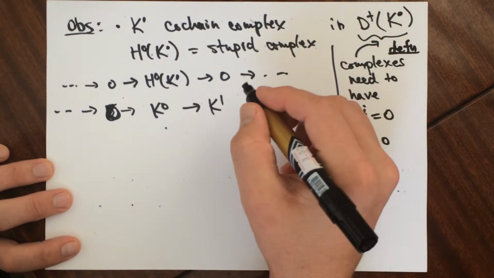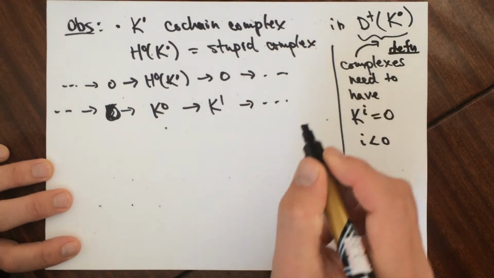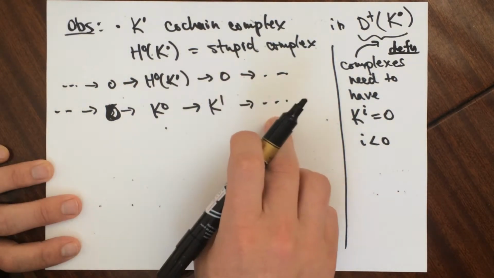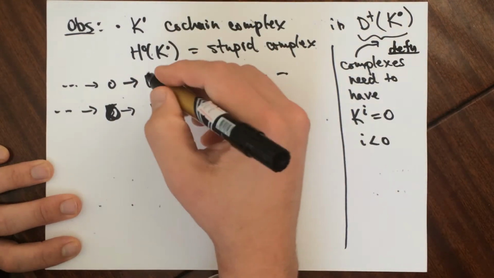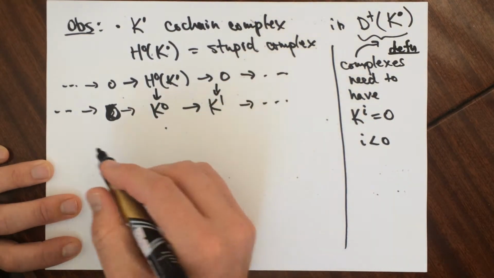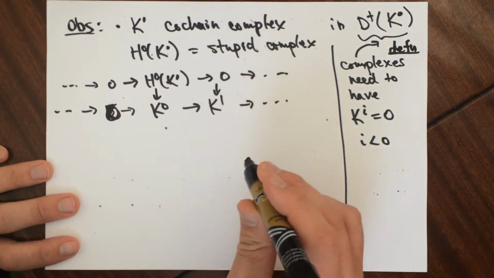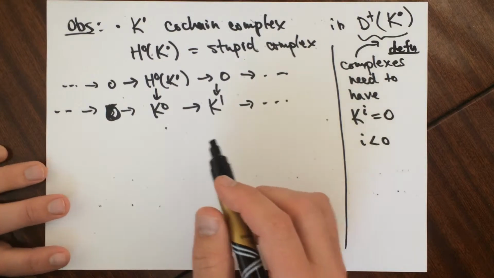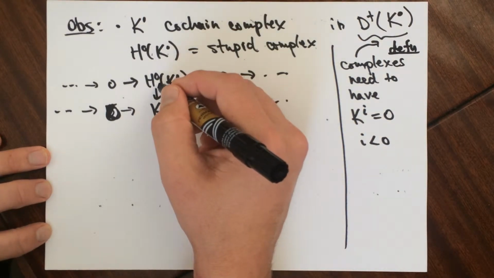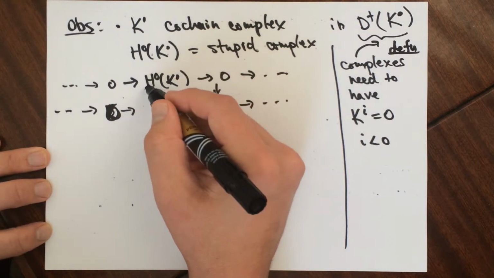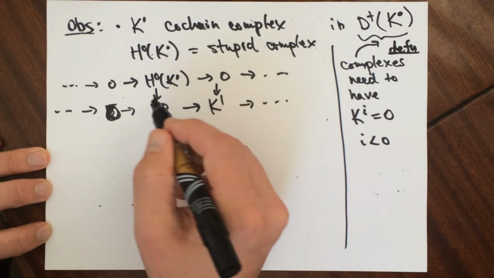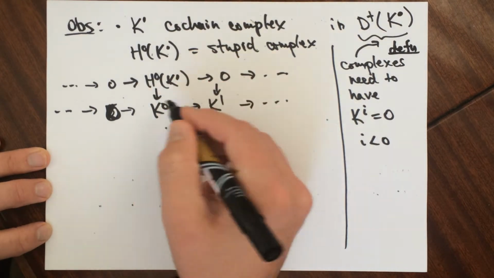So we have this K1, and we have this stupid complex here. We have this complex here. This is zeros, since we took it to be in D+. And there's a map here, and there's a map here. So we're going to have a morphism, and we actually have an embedding of this into this. Notice that this thing here is the kernel of this map. That's all it is, just the usual kernel inclusion.